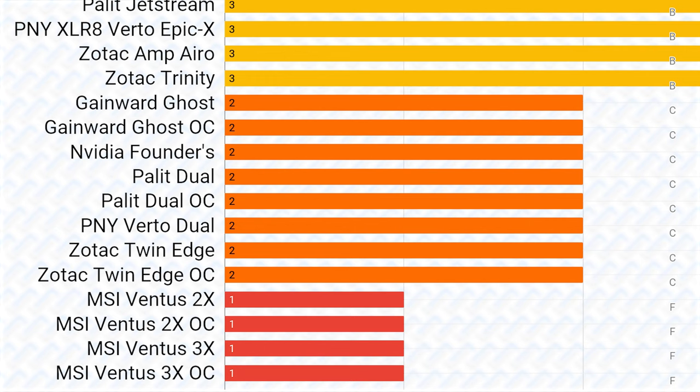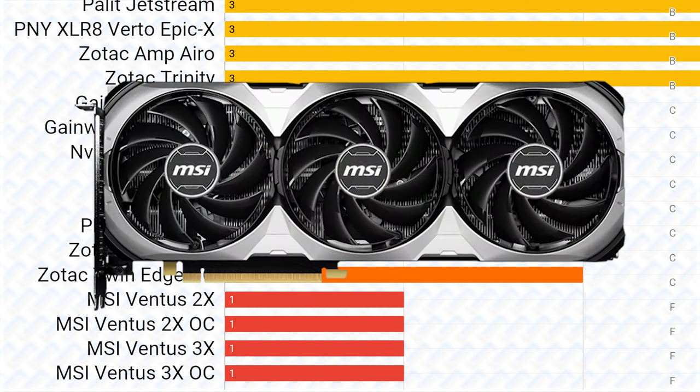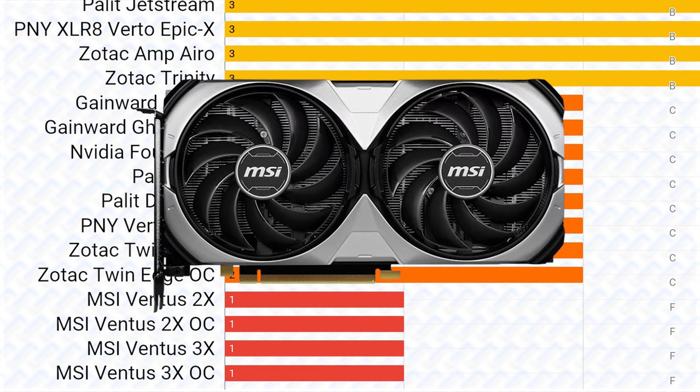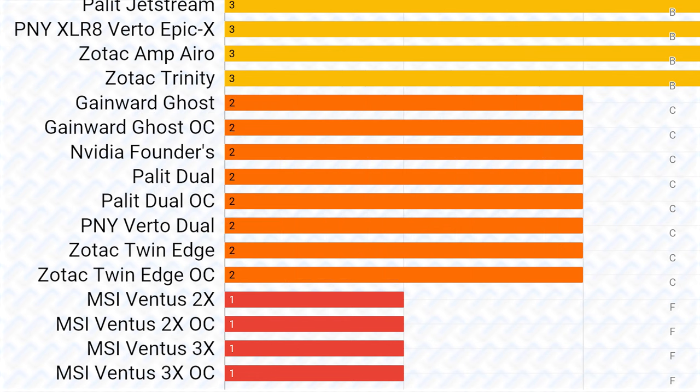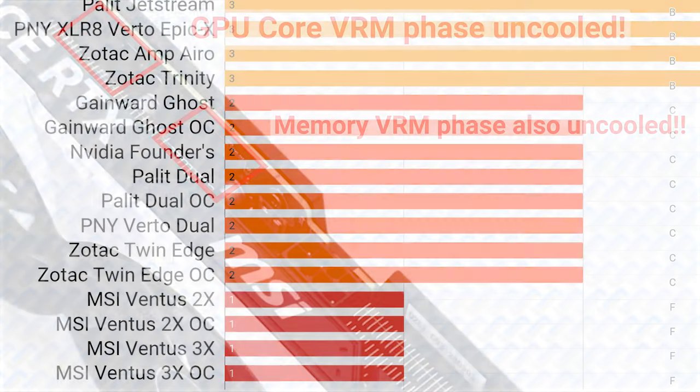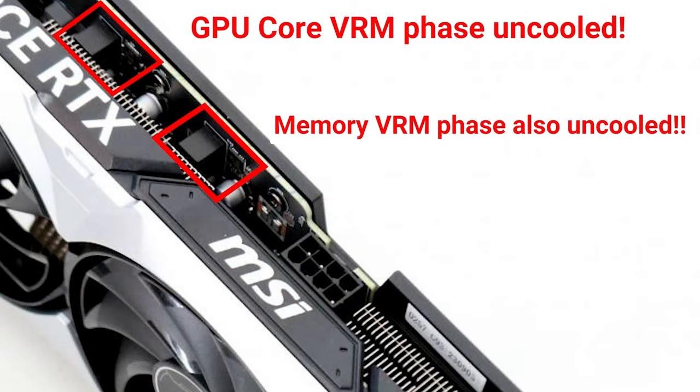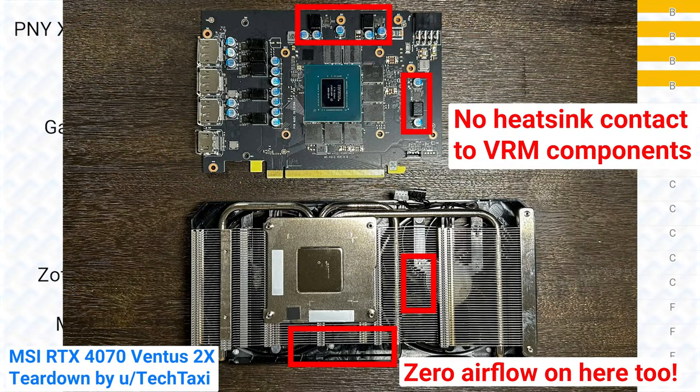And finally, we have the first ever F tier in my buying guide, courtesy of MSI and their Ventus series. They debuted as one of the worst cards in my first buying guide, and they came back and bested themselves by making themselves an F tier this time around. Like I explained earlier, these cards leave a single GPU core VRM phase uncooled by the main heatsink. Not only that, the positioning of the VRM also leaves it with virtually no airflow from the fans due to the heatsink blocking airflow to it.